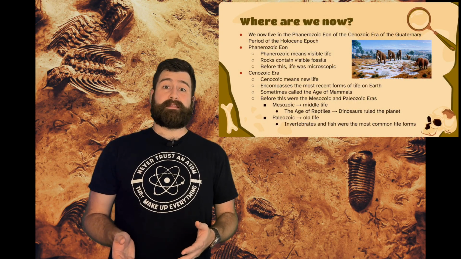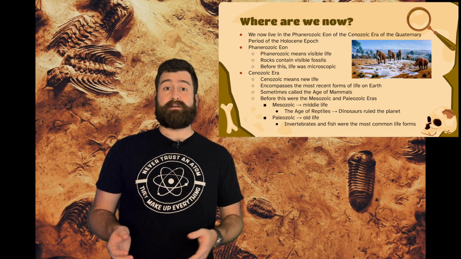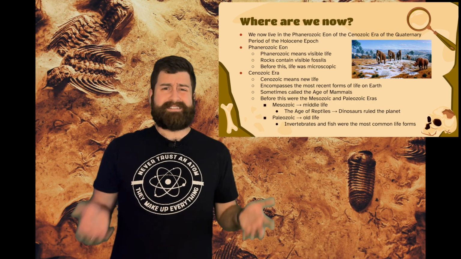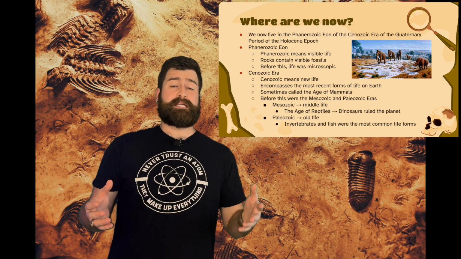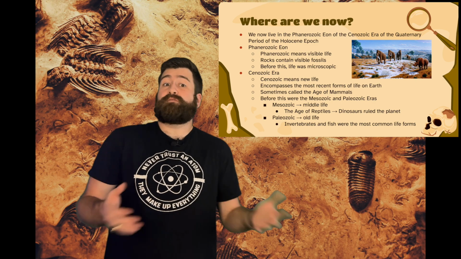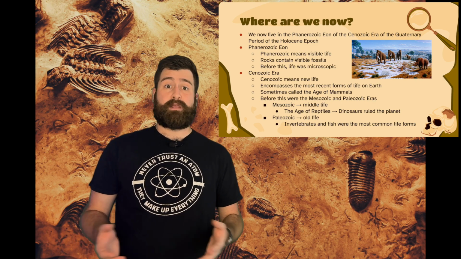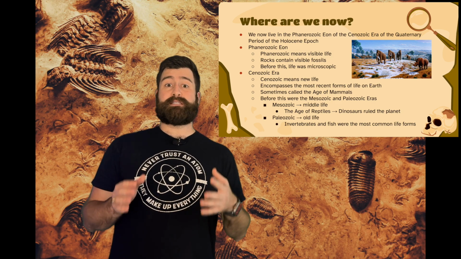So where are we now? We currently live in the Phanerozoic eon of the Cenozoic era of the Quaternary period of the Holocene epoch. What is the Phanerozoic eon that we are in now? Phanerozoic means visible life. Rocks can contain visible fossils, which we've talked about a lot today, actually. Before this eon, life was microscopic and not visible to the naked eye.